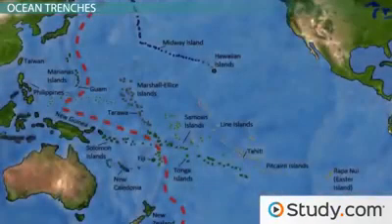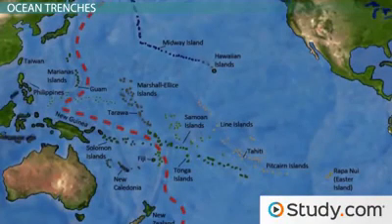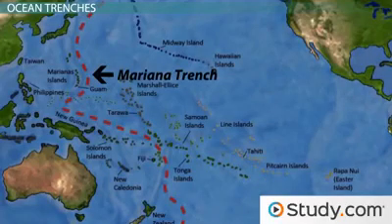Trenches vary in depth, with the deepest oceanic trench being the Mariana Trench in the Pacific Ocean, which reaches a depth of over 36,000 feet.